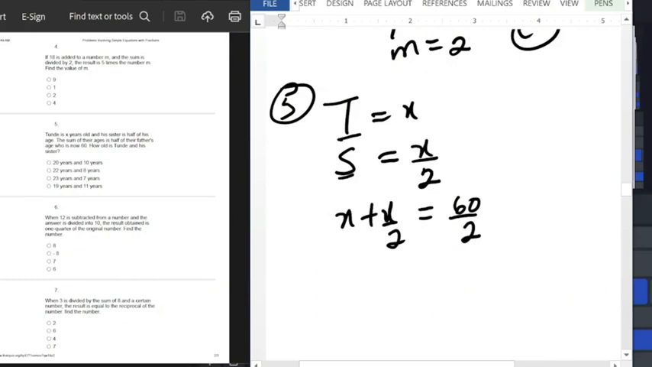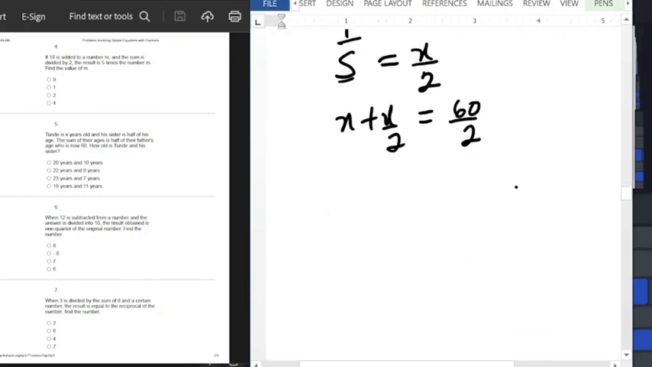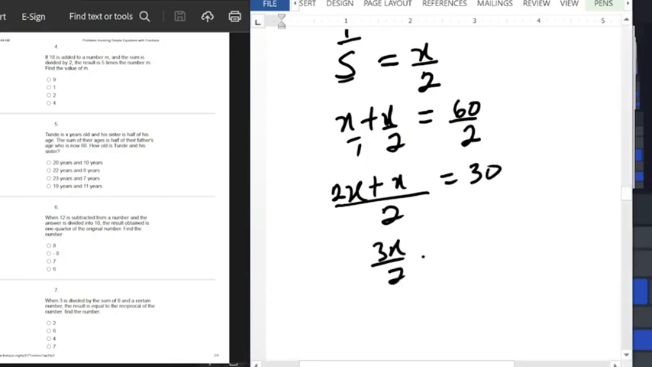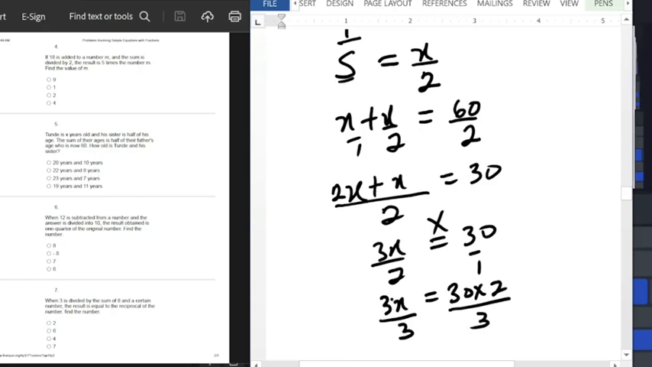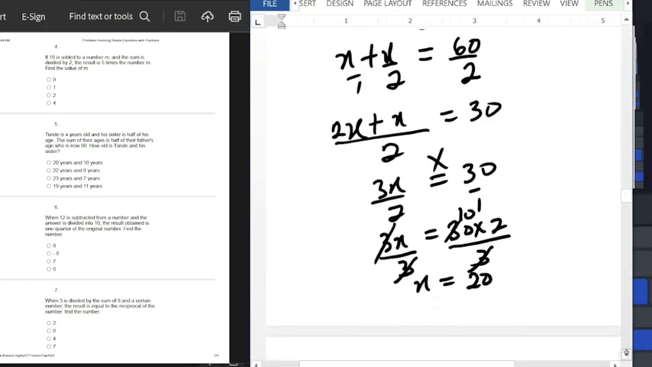So how old is Tunde and his sister? So find the age of Tunde, that is x. So that means we are saying x over 1. We can make this one over 1. So 2 is the LCM. That's going to be 2x plus x equals to what? 30. That gives 3x over 2 equals to what? 30. So we'll cross multiply here. That is 3x equals to 30 times 2. Divide both sides by 3. 3 cancels 3, that's 10. That means x equals to what? 20. So that means Tunde's age is 20.